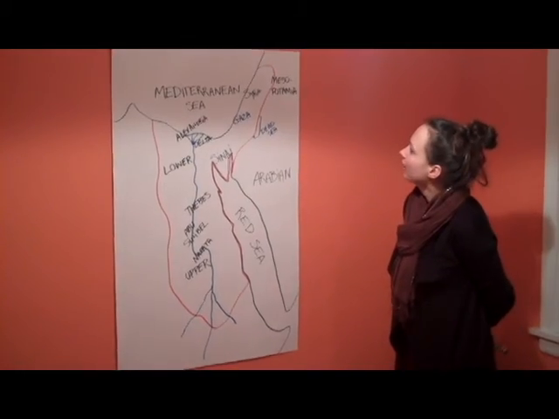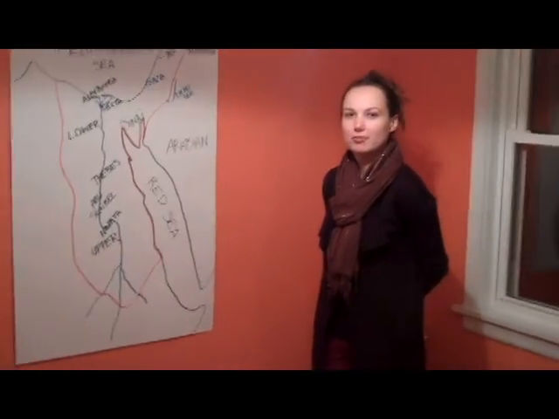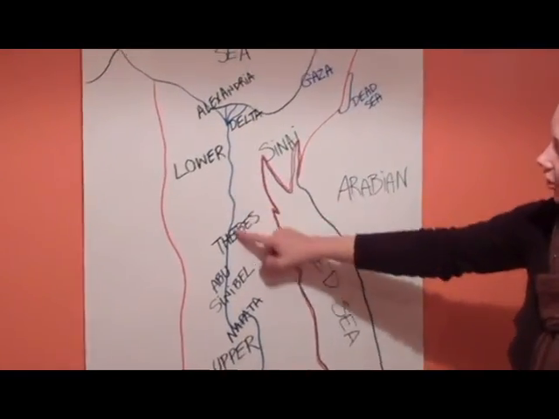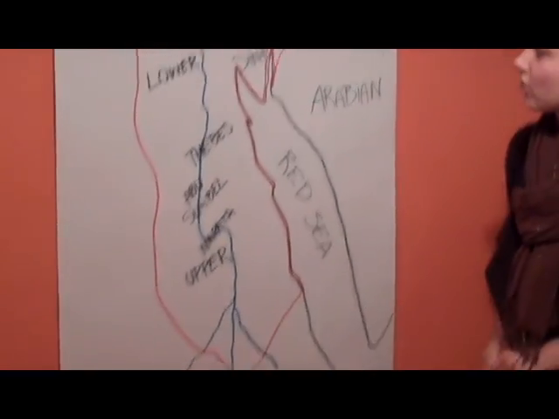Okay, we have a pretty good outline here of our region. Class, and as you can see, all of our major cities are located along the Nile, which just goes to show you that the Nile was the backbone of ancient Egyptian civilization.